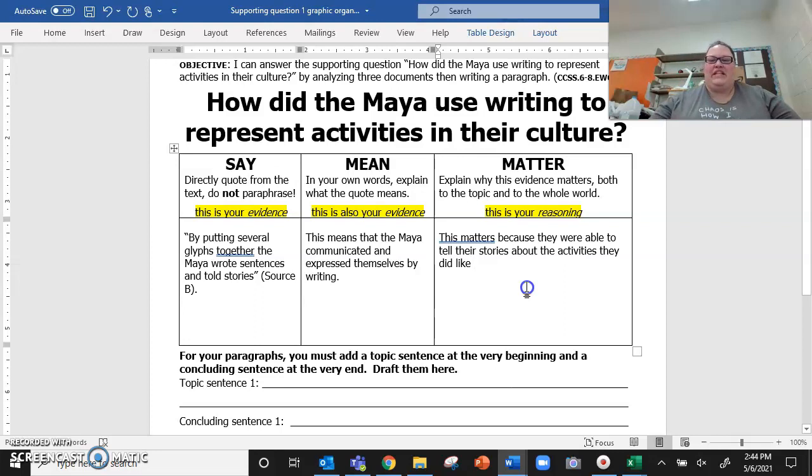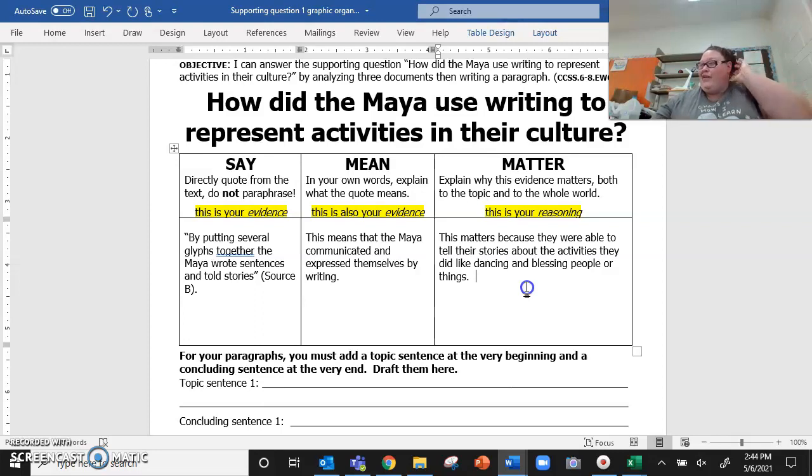So this matters because they were able to tell their stories about the activities they did, like dancing and blessing people or things, right? Because that's usually what gets blessed, is people or things. Now remember, this box is bigger because we need multiple sentences, at least 2. Could we do more than 2? Sure, but end of the school day, a little bit tired. Let's stick with 2 for now, okay?